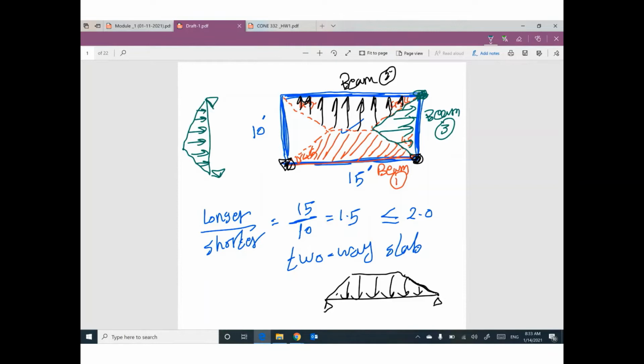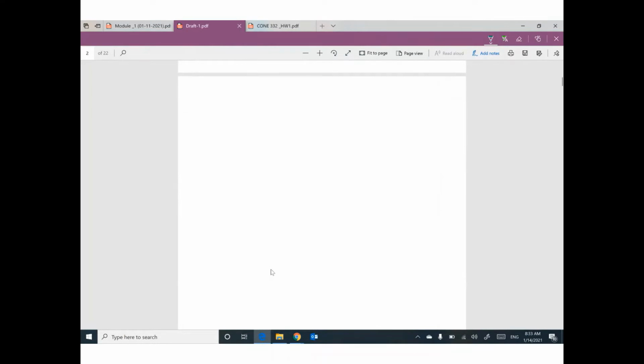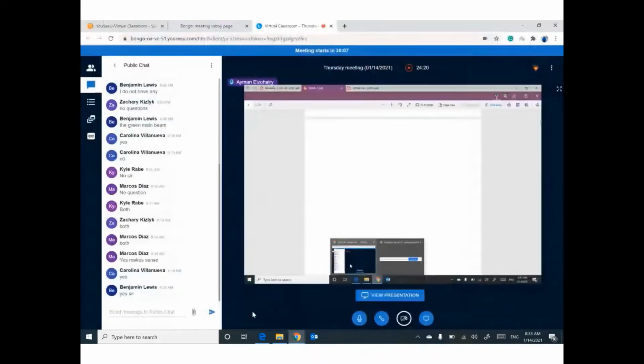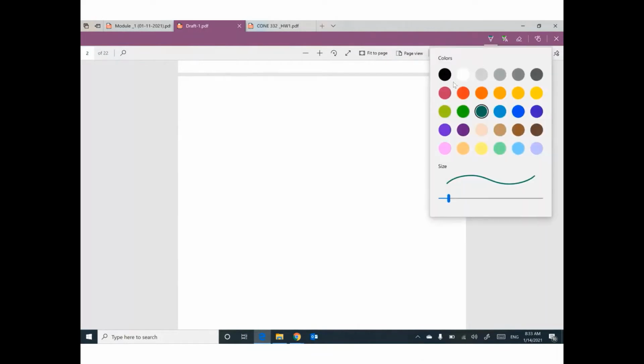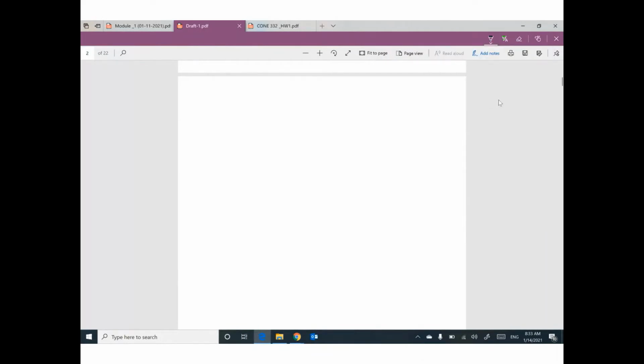And it's the same also for beam number 4. This part will be supported by beam number 4. That makes sense. Question? No? Okay. Guys, please be careful.